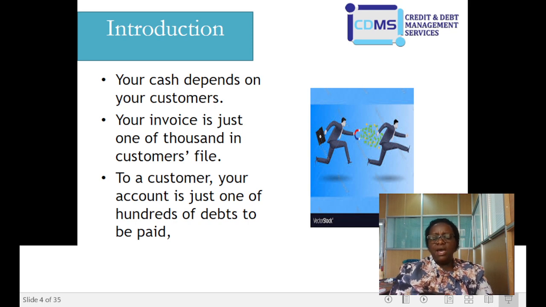It's because your invoice or your bill is just one of thousands that are in a customer's file. What do I mean? Many people are competing for your customers' money. Many issues need cash so that they can be resolved. You need to be paid by your customer for you to be able to run the business, and you can do that by making sure that you are a priority in your customers' books. Otherwise, others will be paid and you will always be waiting for the payment, which will never come.